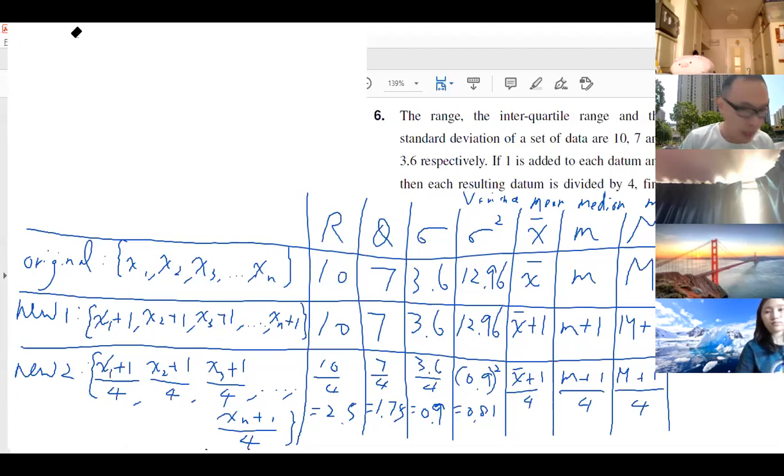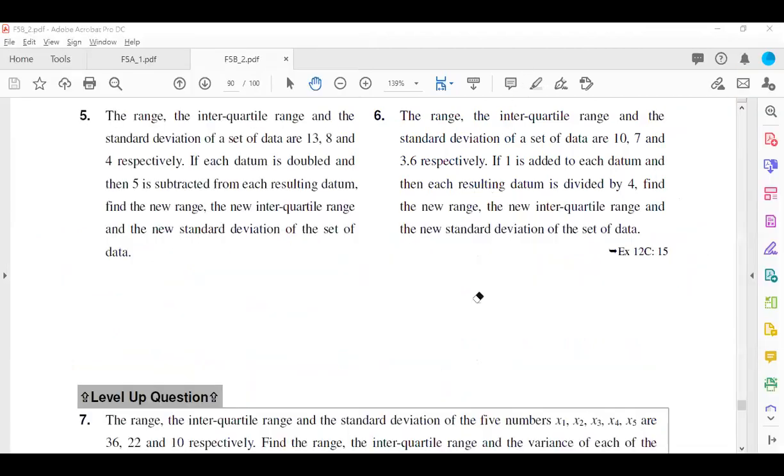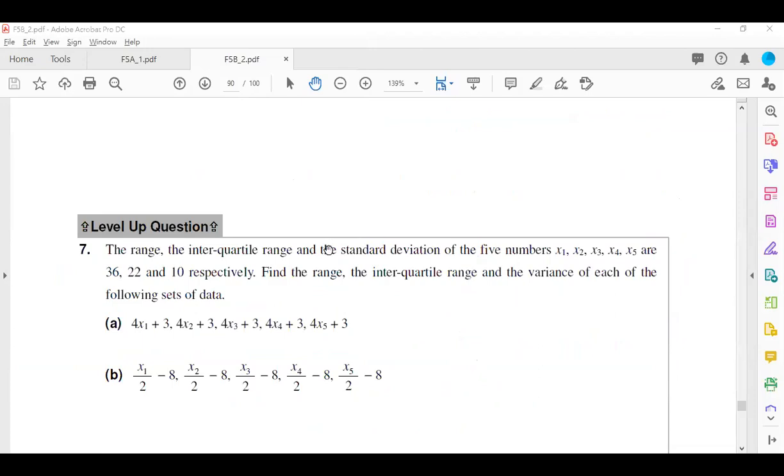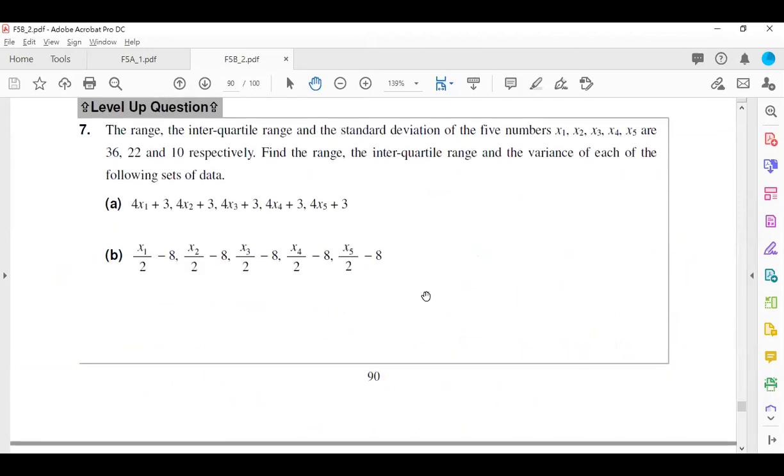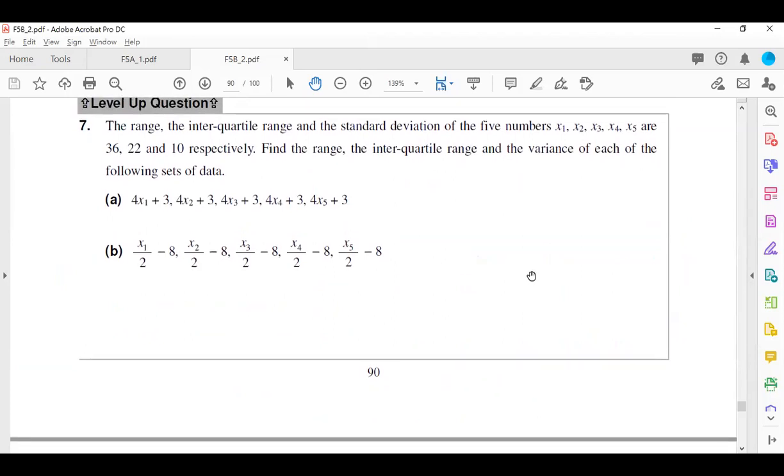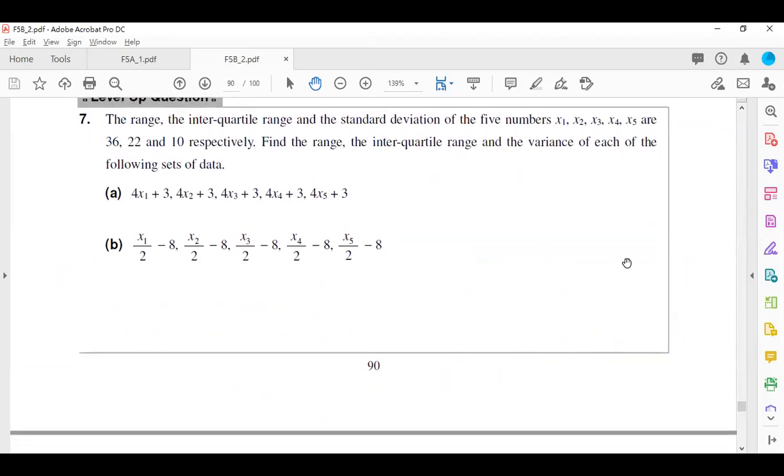Thank you. Okay, so I would like to do question number 7 with you together. 好啦，呢個咧就真係好似咧，好似係 DSE 嘅題目啦，嘅 MC 嘅題目嚟嘅。OK, let us do question number 7 together. So the range, the interquartile range and the standard deviation of the 5 numbers x1, x2, x3, x4, and x5 are 36, 22, and 10 respectively. Find the range, interquartile range, and the variance of each of the following sets of data.